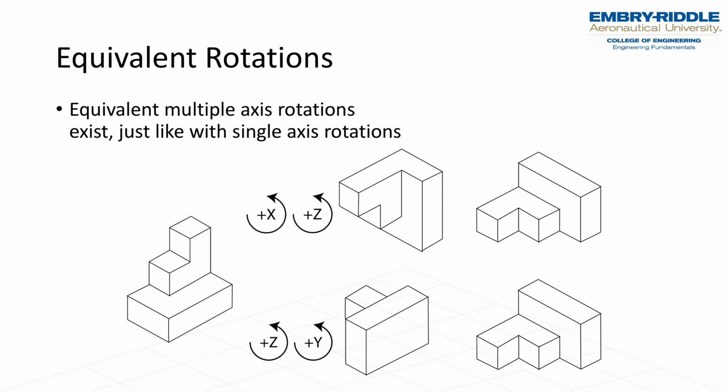So let's look at some examples on how to perform multiple axis rotations by starting with a coded plan, and we're going to take that coded plan and draw the isometric, and then we're going to rotate that isometric based on the arrow coding provided to us.